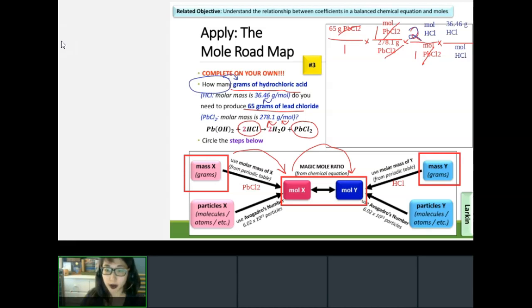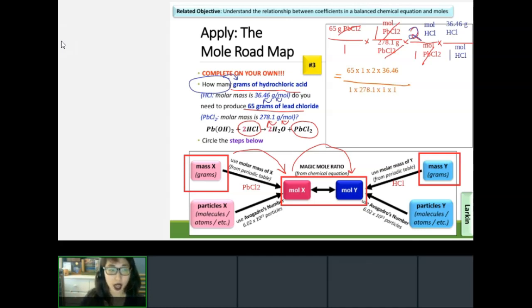And on the bottom here, how many moles are in this? Yeah, perfect. Just 1. So on the top here, we have 65 times 1 times 2 times 36.46. Do not put answers in the chat because this one you have to do on your own. And on the bottom, we should have 1 times 278.1 times 1 times 1.